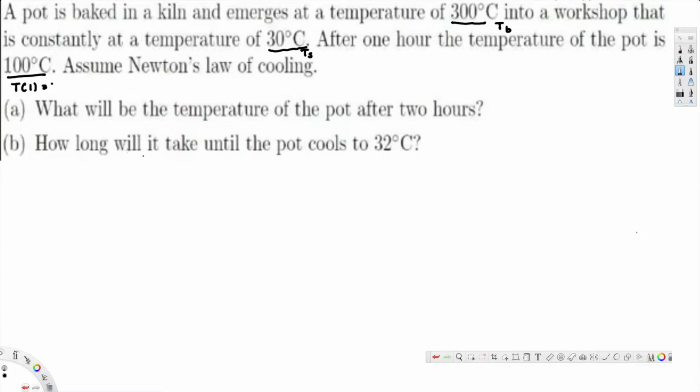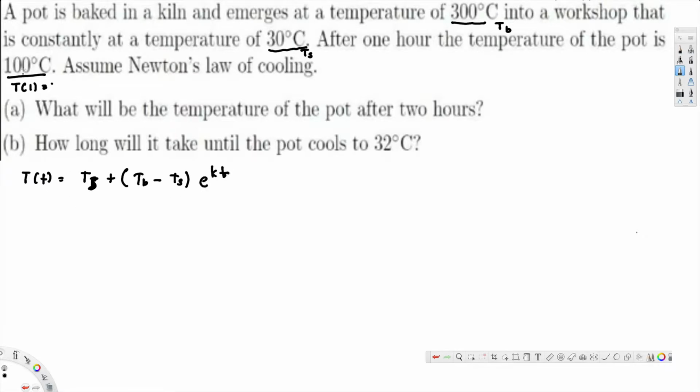Now let's look at the first one. First one is asking what will be the temperature of the pot after 2 hours. Now you have to know the generic equation in order to do this problem. That is T of t is equal to T_E, or we can say T_S, in this case we are saying surrounding, environment or surrounding, you can put T_S, plus T body minus T surrounding, again e power kt.